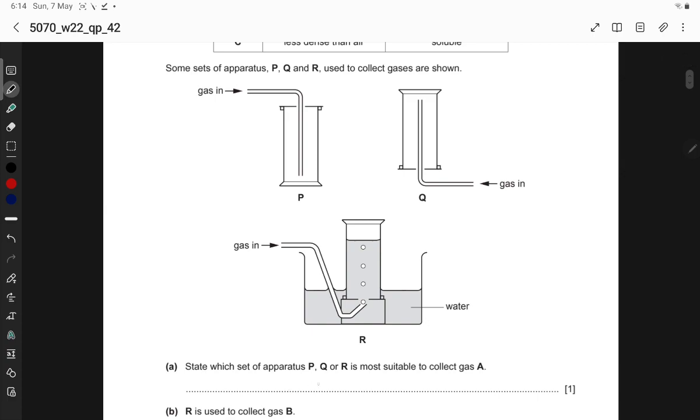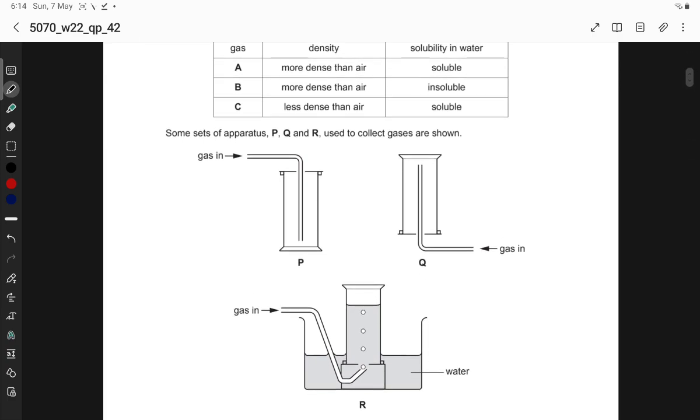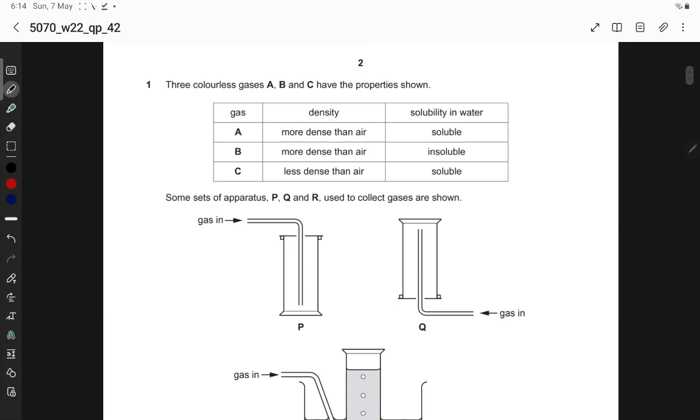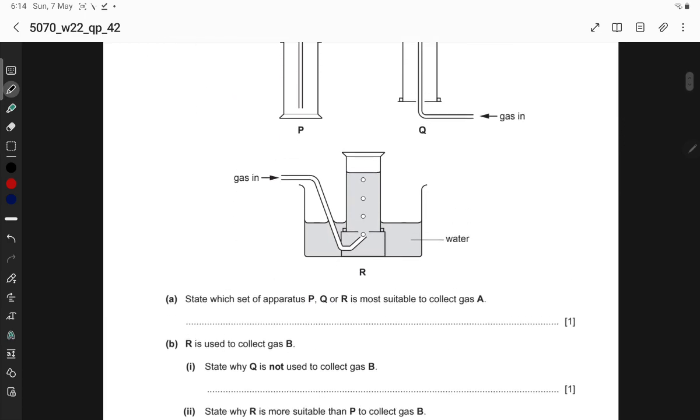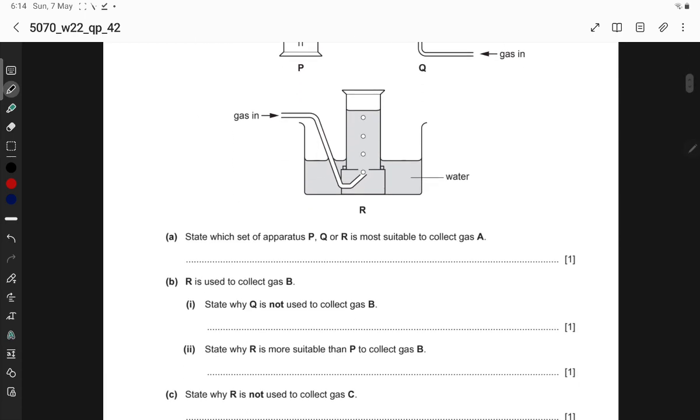State which set of apparatus P, Q and R is most suitable to collect gas A. Gas A is denser than air and soluble in water. So, this is the downward delivery with upward displacement of air. The gases which are soluble in water are always collected without water. So, this is apparatus P.